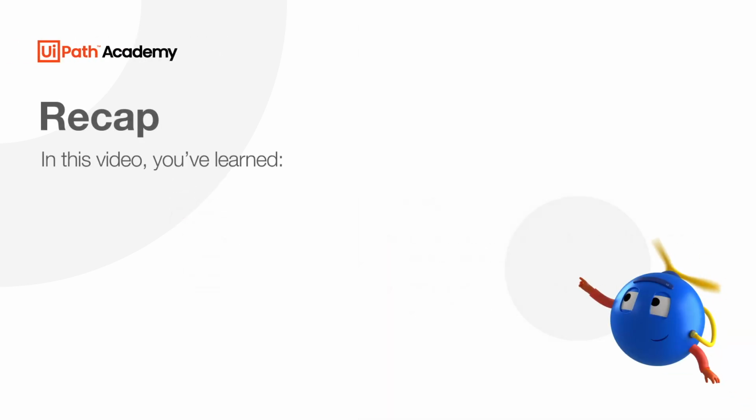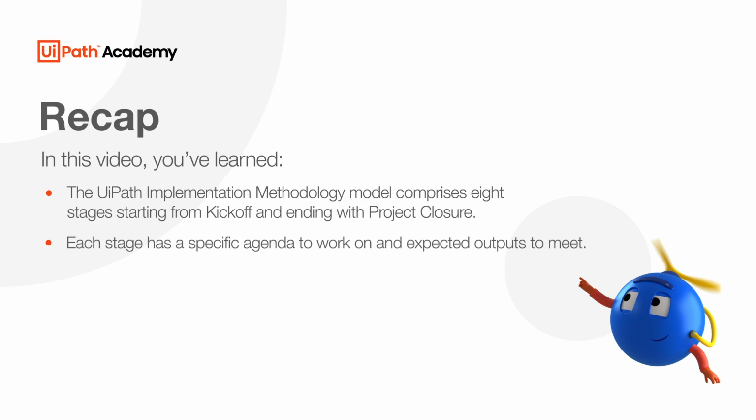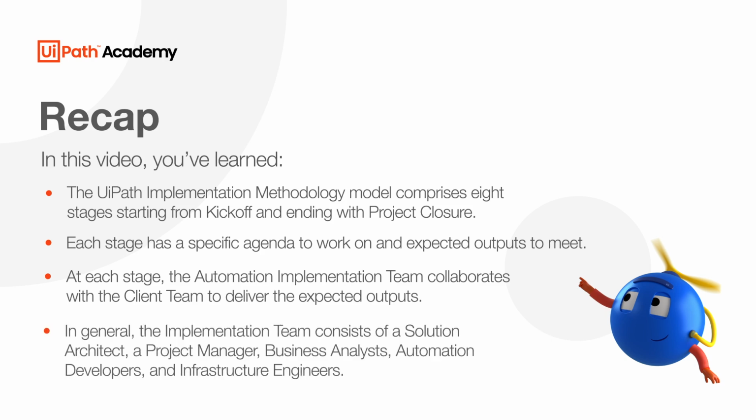Great! Now, before we conclude the video, let's have a quick recap. There are 8 stages in the UiPath Automation Implementation Methodology Model, starting with kickoff and ending with project closure. Each stage has a specific agenda to work on and expected outputs to meet. At each stage, the automation implementation team collaborates with the client team to deliver the expected outputs. In general, the implementation team consists of a solution architect, a project manager, business analysts, automation developers, and infrastructure engineers.